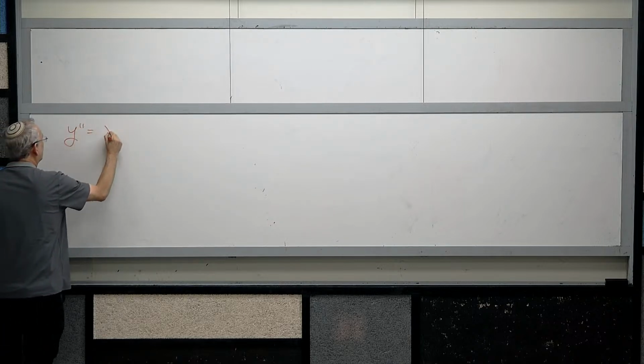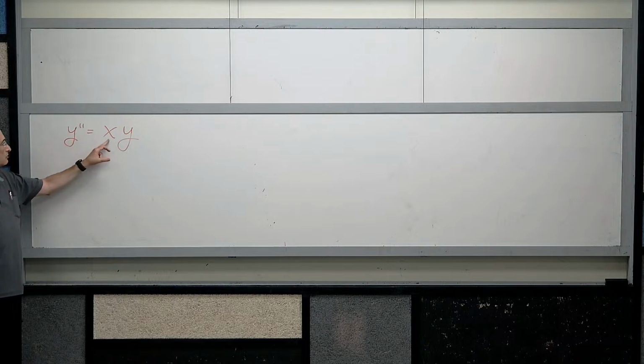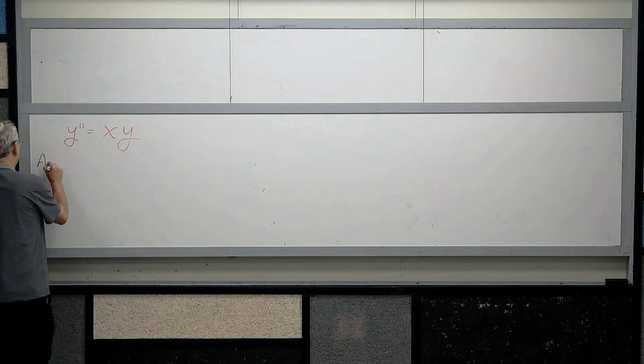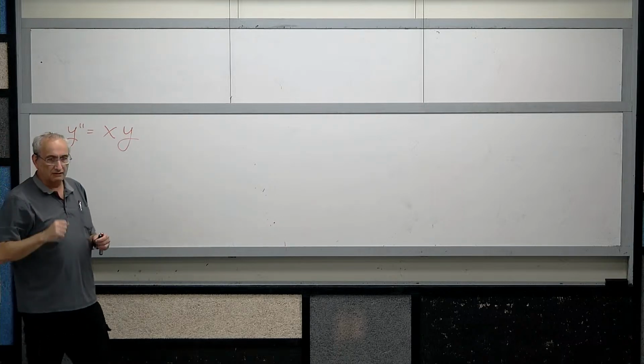And this is the equation y double prime equals xy. So y is a function of x, and the second derivative of y with respect to x is equal to x times y. Any of you know what this equation is? What's the name of this equation? Airy function. Very good. This is the Airy equation. This differential equation is known as the Airy equation.